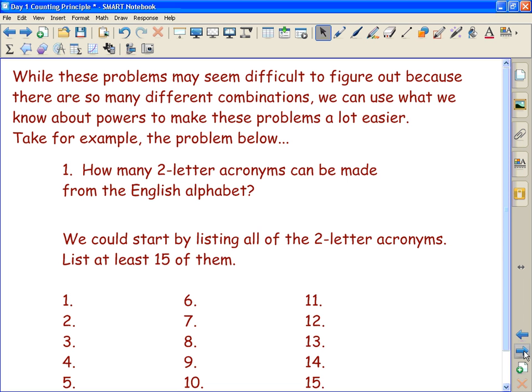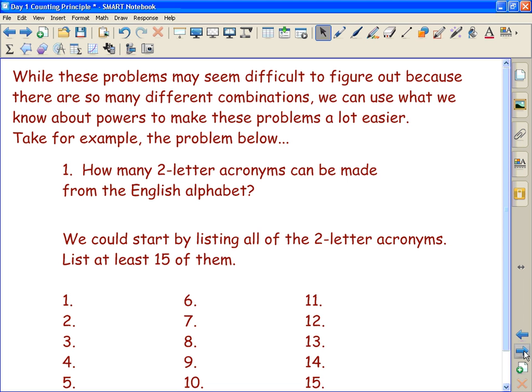While some of these problems seem difficult to figure out, because there are so many different combinations, we can use what we know about powers to make these problems a lot easier. So for example, any 2-letter acronym. An acronym is something like FBLA, Future Business Leaders of America. There are many, many 2-letter acronyms, but we want to know how many there are total.